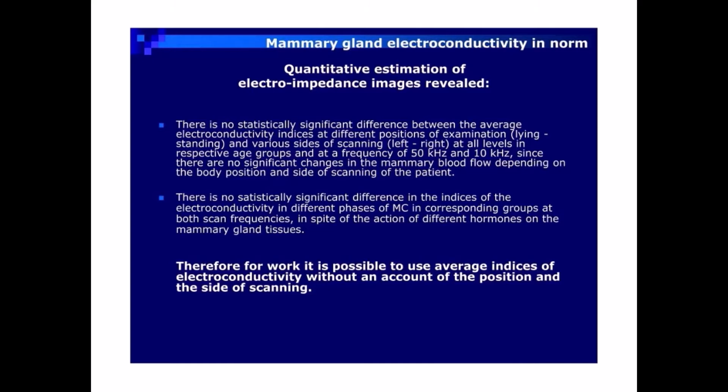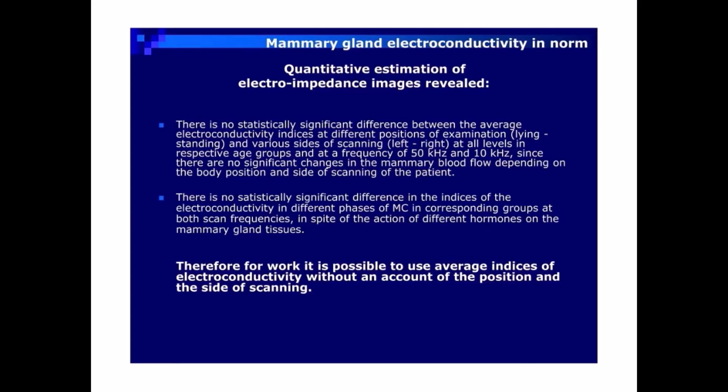There is no statistically significant difference in the indices of the mammary gland electroconductivity in norm in different phases of the MC, in corresponding groups at both scan frequencies, in spite of the action of different hormones on the mammary gland tissues. Therefore, for work, it is possible to use average indices of electroconductivity, without an account of the position and the site of scanning.